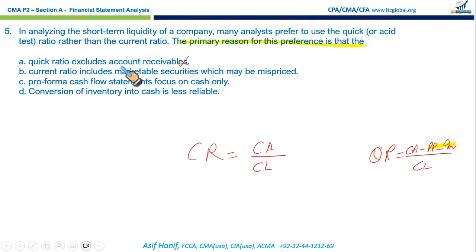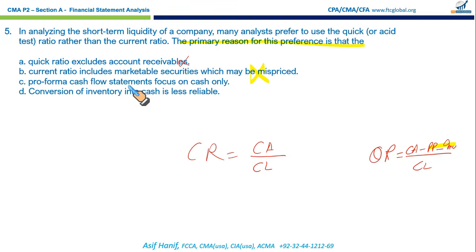So, quick ratio excludes account receivable? Wrong. It excludes prepayments and inventory. B, current ratio includes marketable securities which may be impaired. Well, quick and current, they both have marketable securities because marketable securities are easily converted to cash. So they are included both in quick and current. This is a wrong statement as well.